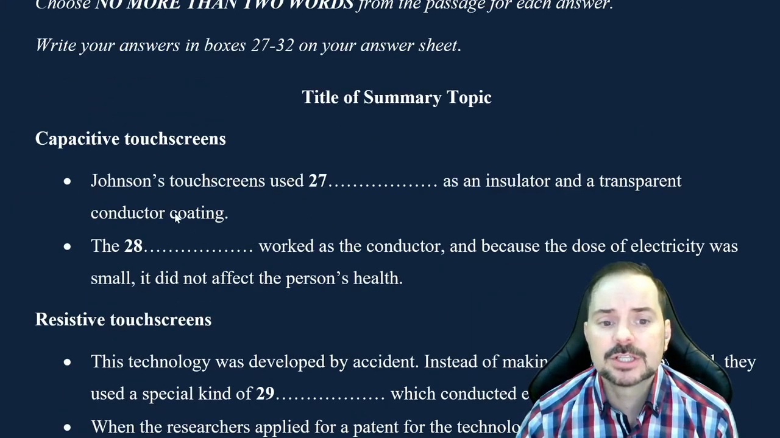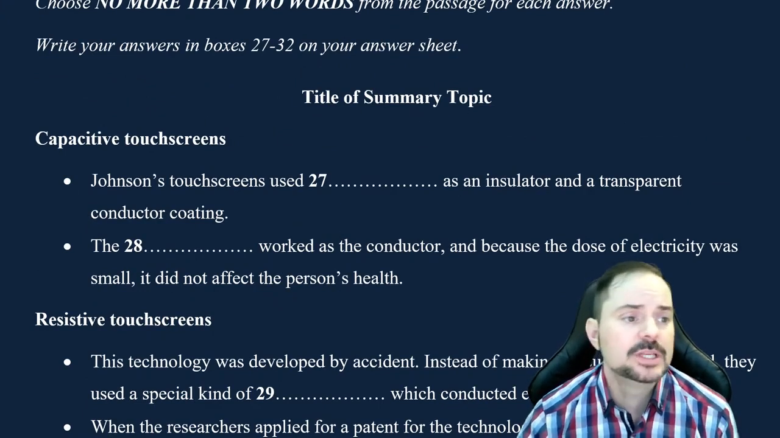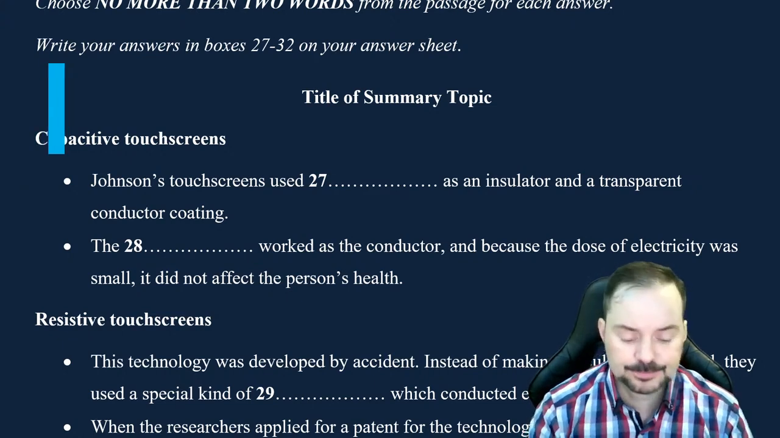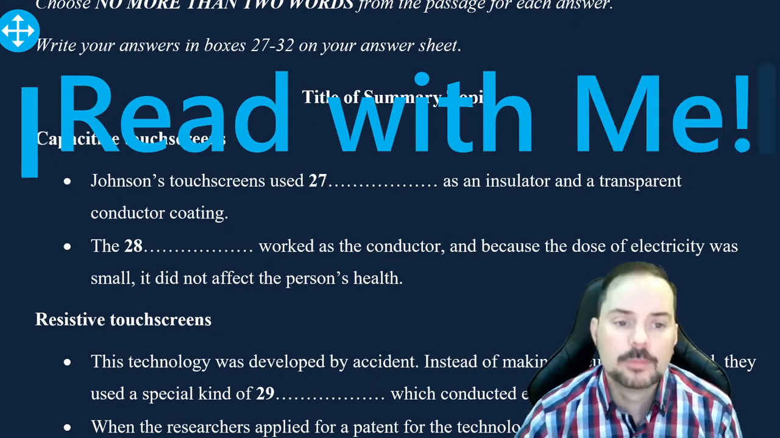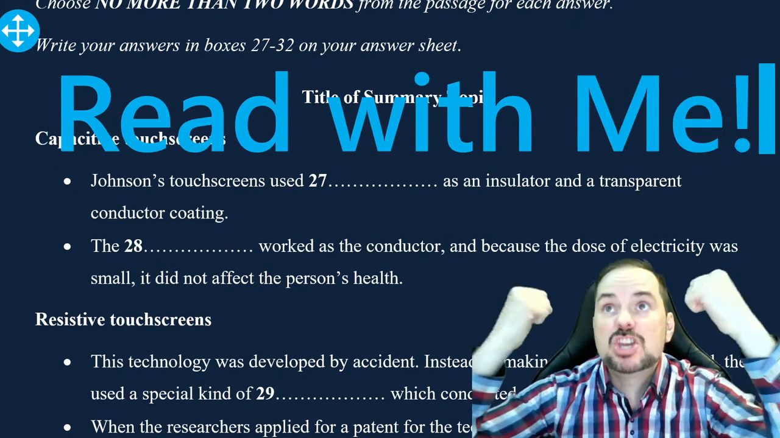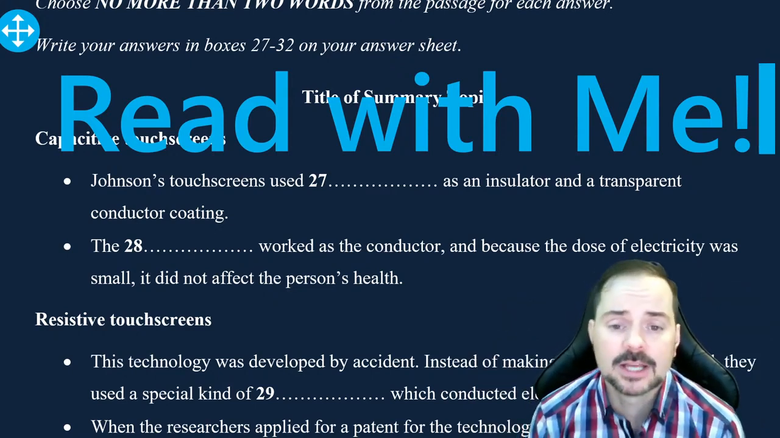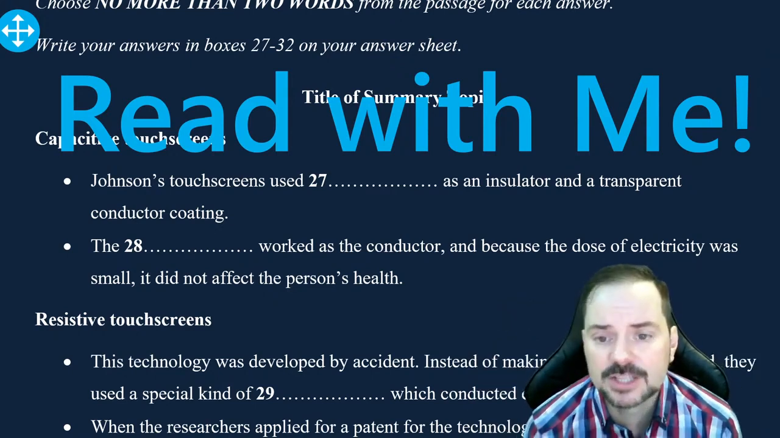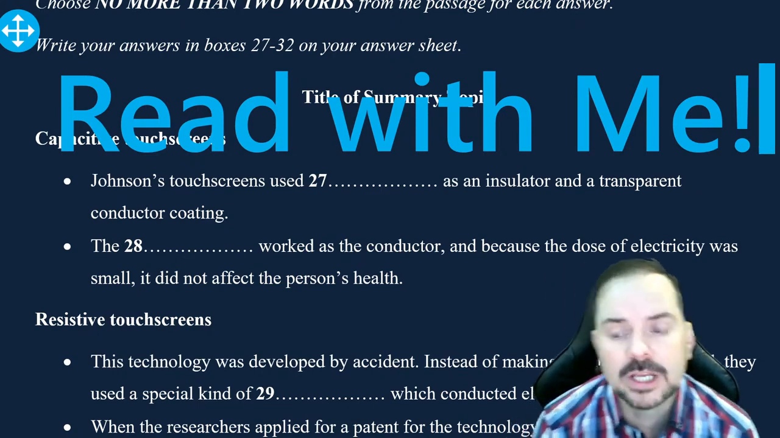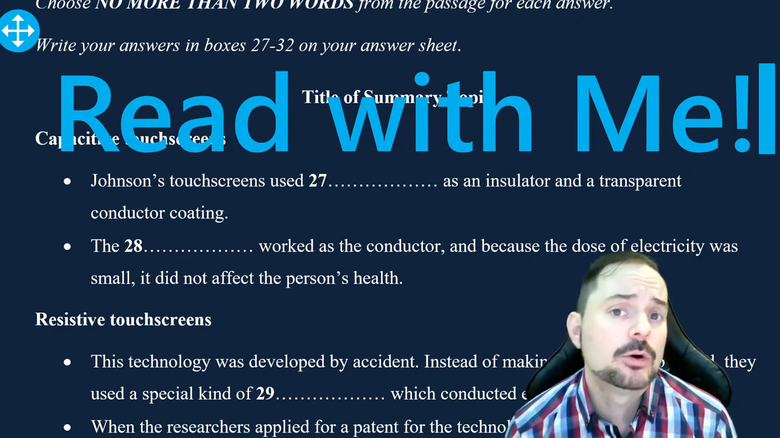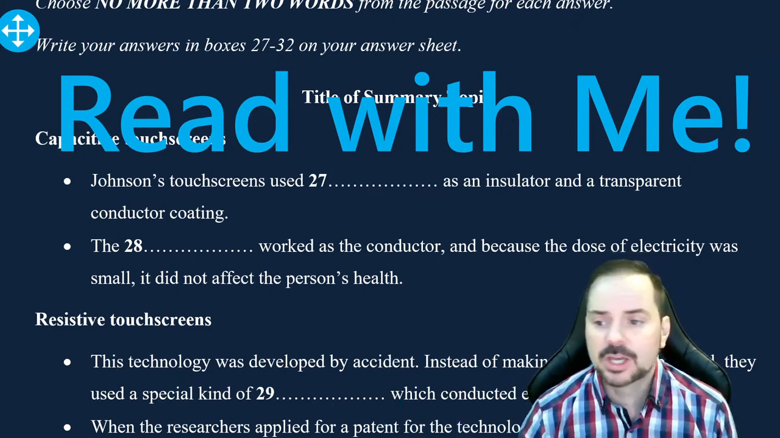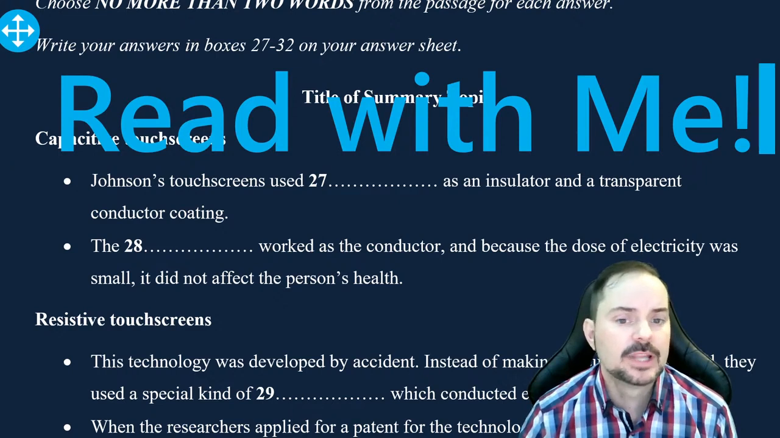Okay, we've got the questions. These questions, title of summary, it's all in the passage. So let's read these together. Now, make sure to read. Read with me. Boom, huge letters. Read with me. Because this is reading. Don't just listen. Then it's just a listening exercise. This is a reading exercise. So listen and read. And you know what? If you really want to do a great job, read aloud so you can hear yourself. Okay, so read aloud. So read with me.